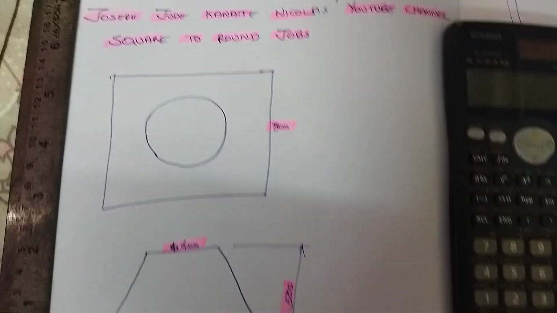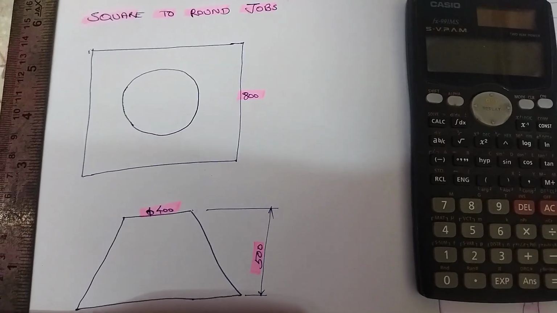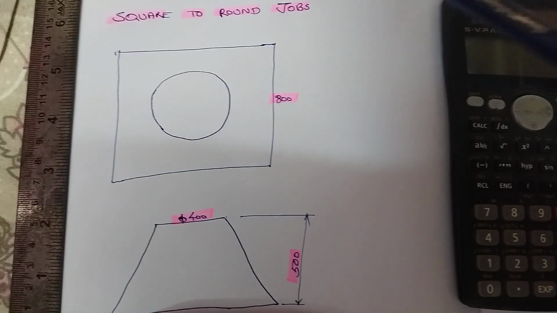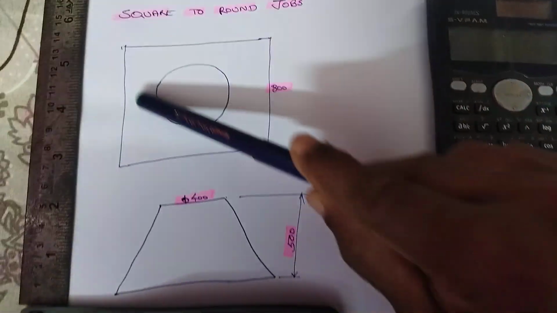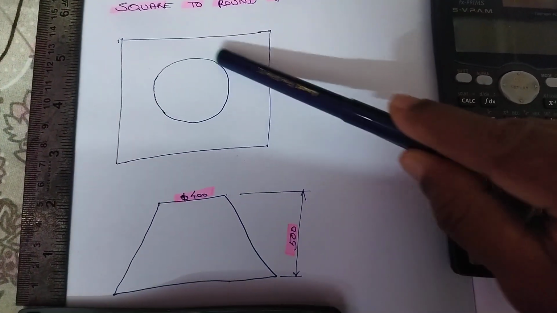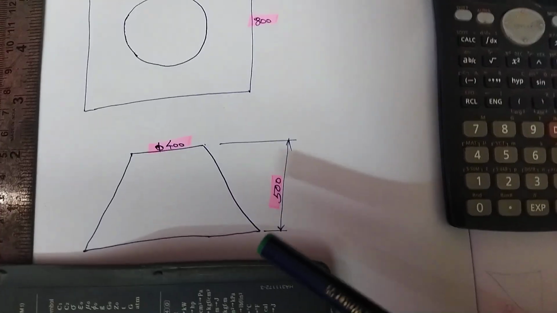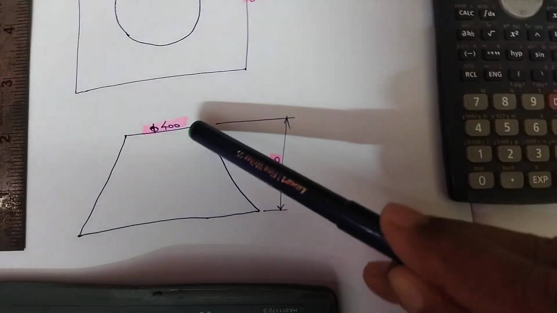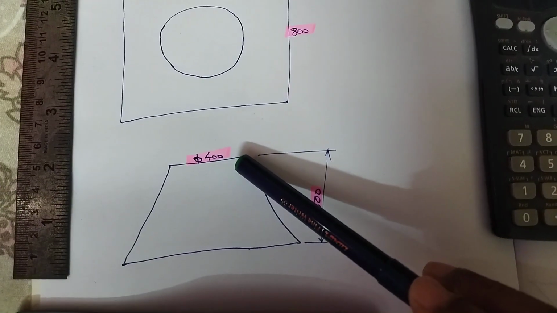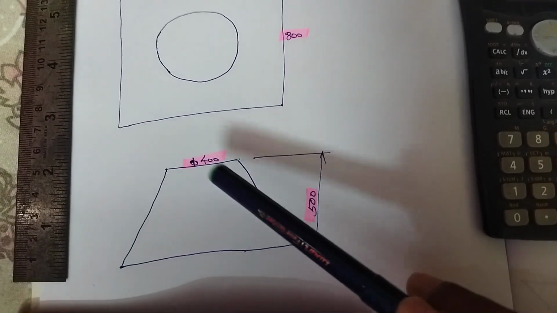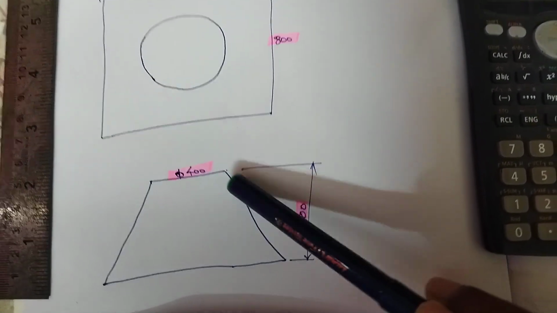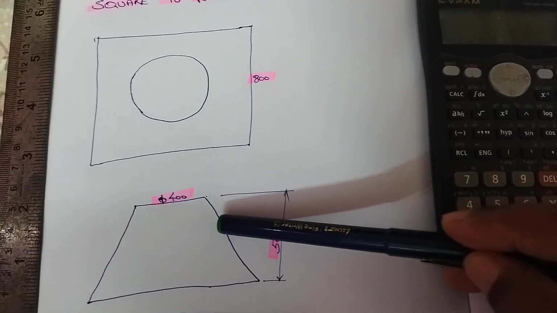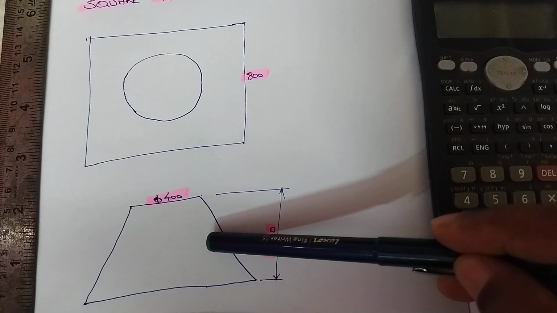It means you may have seen some jobs whose bottom side may be a square and its top side may be round. Today we study about these kinds of jobs and their developments.